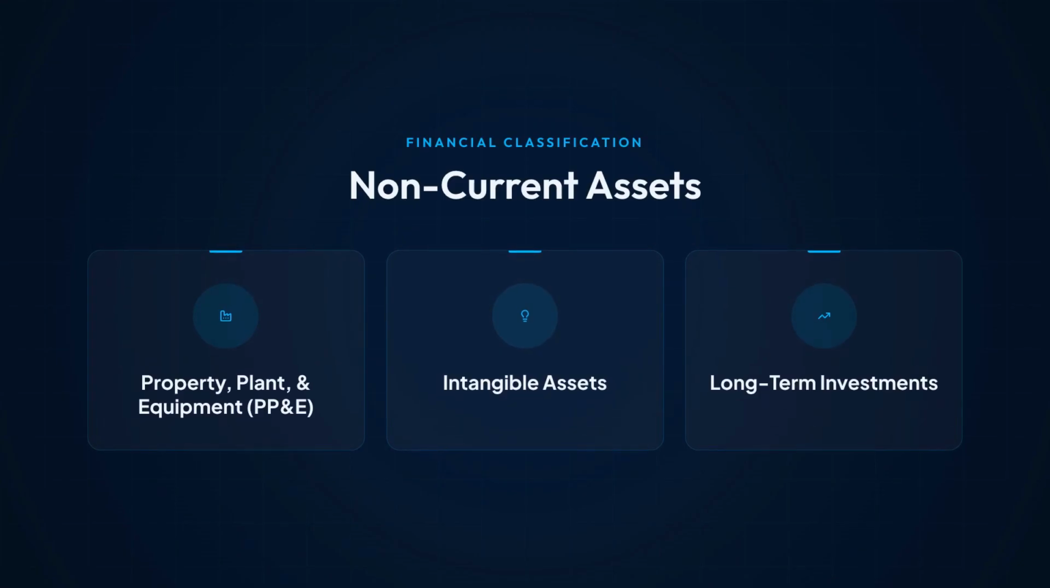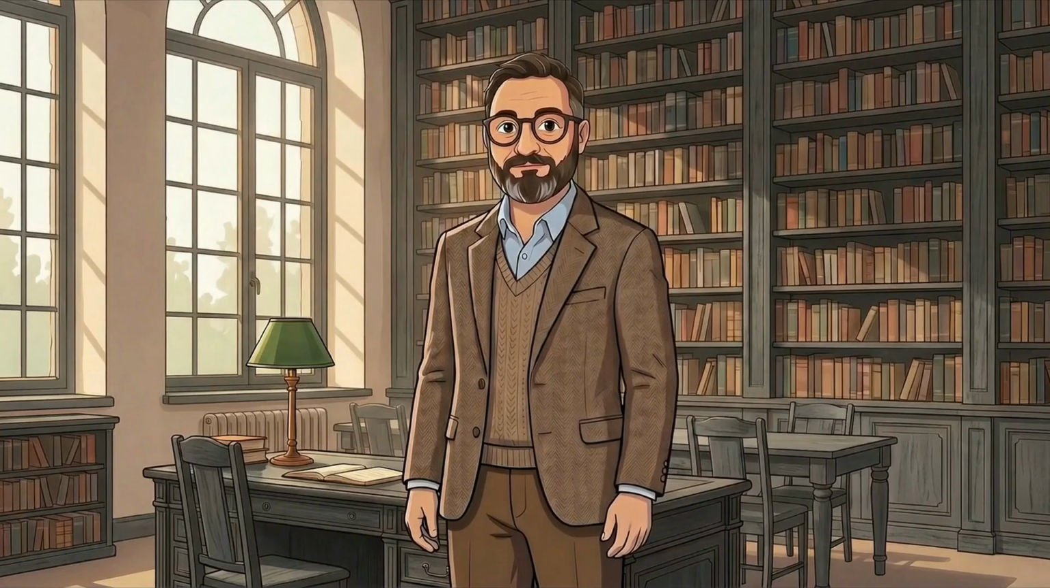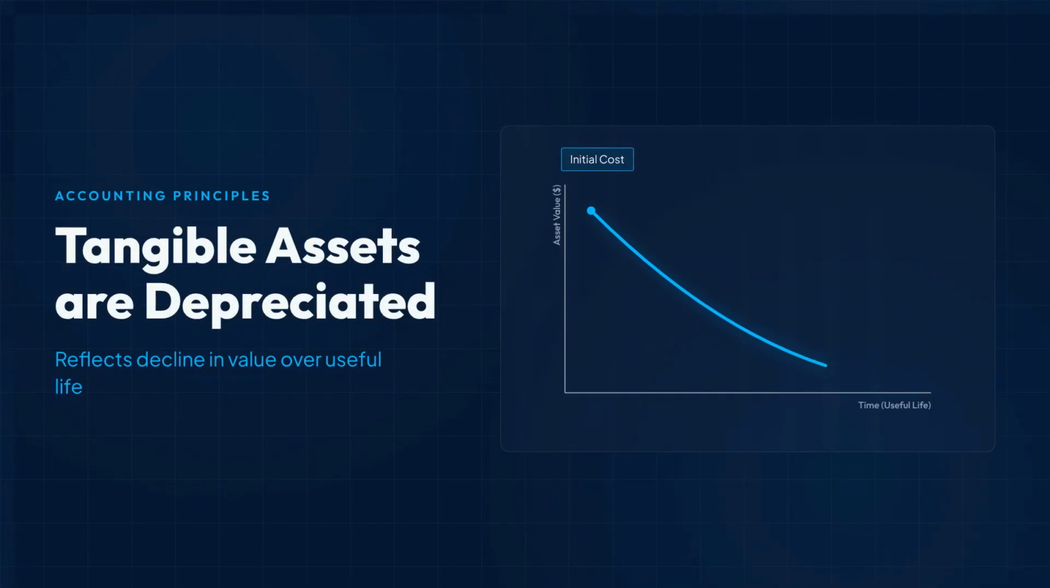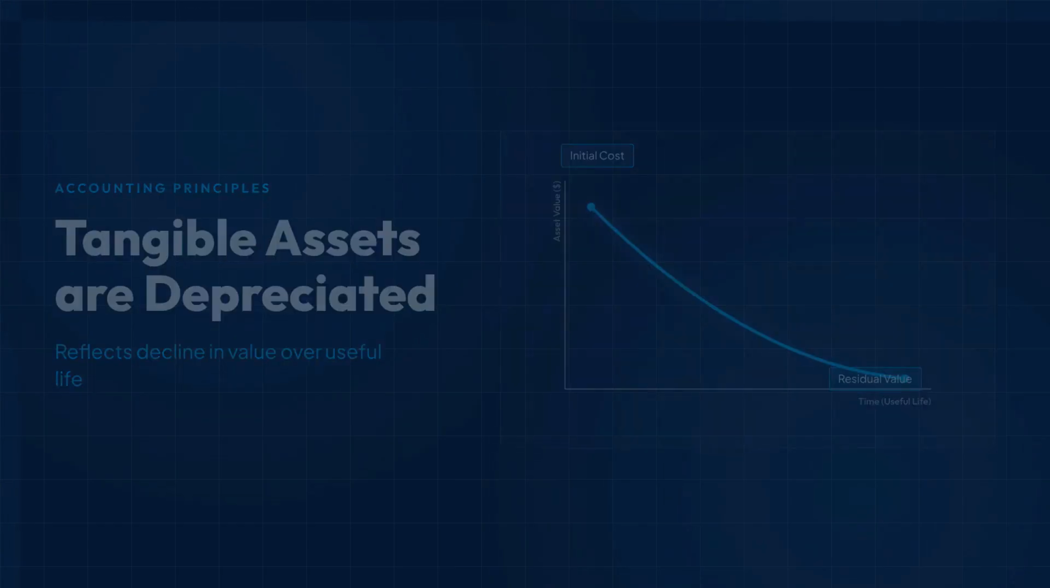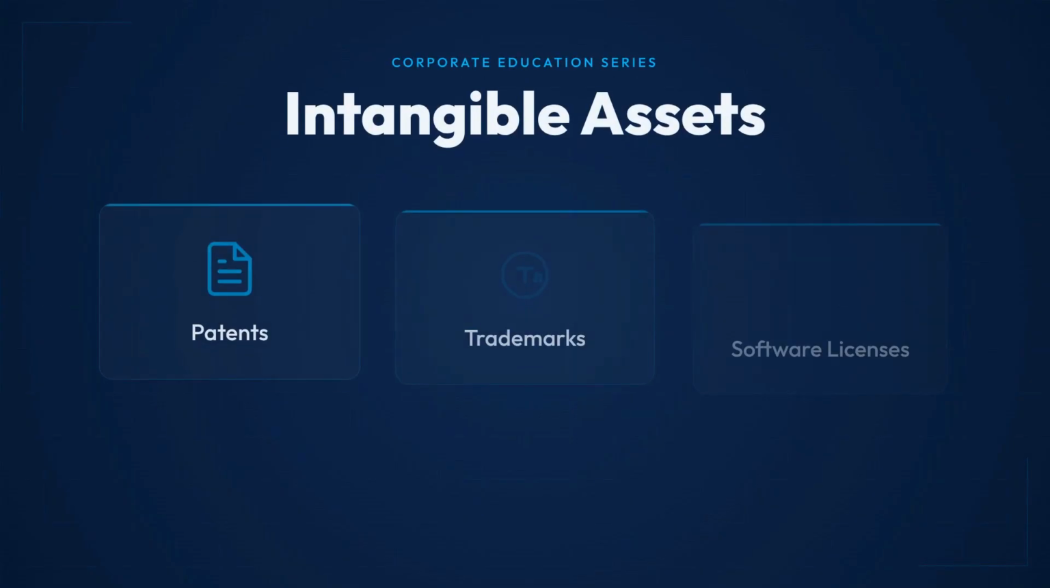Let's start with the physical assets we can see and touch, PP&E. Property, plant, and equipment refers to tangible assets used in operations, like buildings, machinery, and equipment. These are depreciated over their useful life, writing down the cost to reflect the asset's gradual decline in value. Depreciation stops at the salvage value, the amount we expect to sell the asset for once it's no longer fit for use. Next are intangible assets.